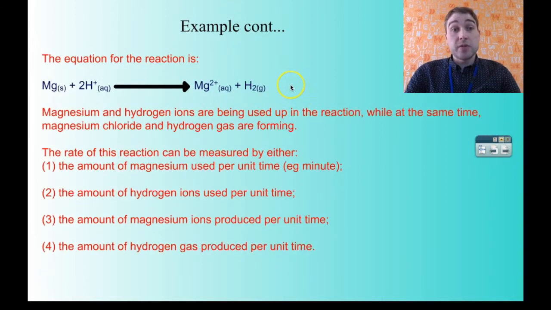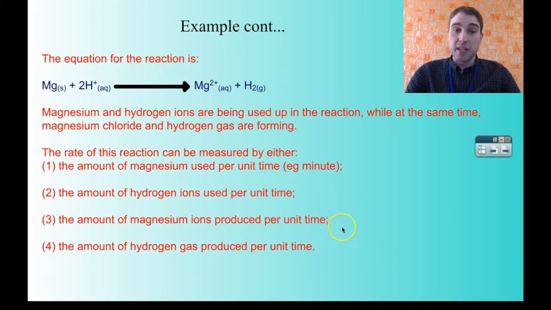So here's the equation for the reaction. Magnesium plus hydrogen ions goes to magnesium ions plus hydrogen gas. Magnesium and hydrogen ions are being used up, magnesium ions and hydrogen gas are being produced. So we could measure the rate of this reaction in many ways. We could look at how much magnesium is being used up per unit time, but that would be difficult. We could look at the amount of hydrogen ions being used per unit time. We could do that using a pH probe, for example.